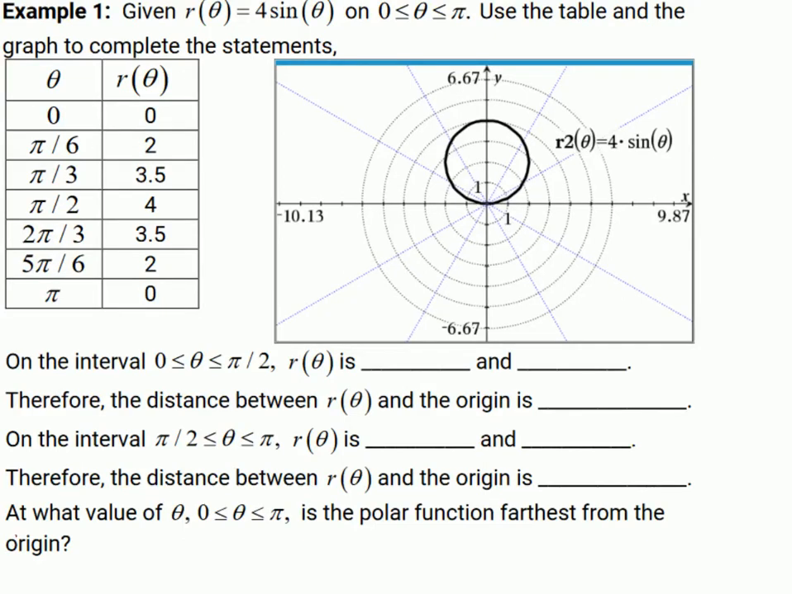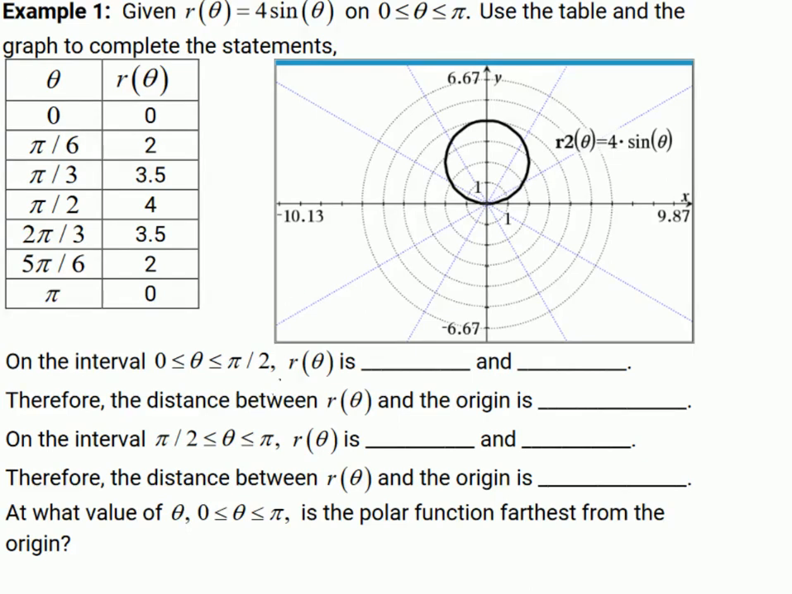Given r of theta equals 4 sine of theta on 0 to pi, in other words, here in the graph we can see that this is the function that's given. Use the table and the graph to complete the following statements. What we hear from previous students who have taken this AP exam is that on the AP test, questions were presented in polar form either graphically, so the graph was given, or numerically, so they may give you the table. It's either or, it won't necessarily be both. So we should be familiar with how to analyze both pieces of data.